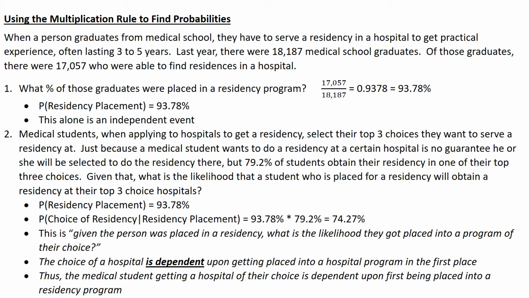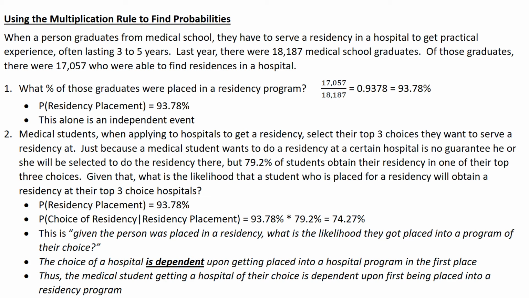So, given the likelihood that a student who is placed in a residency will obtain a residency at one of their top three choices, this is where we use the multiplication rule. First, they have to get a residency. They are not even in the running unless they did get that residency, which is, as we calculated a moment ago, 93.78%. And they get a 79.2% chance of getting a residency of their choice, one of the top three choices. When I multiply those two numbers together, 93.78% times 79.2%, the likelihood that a person is placed in a residency and got one of their top three choices is 74.27%.